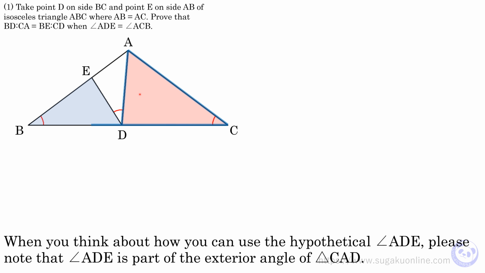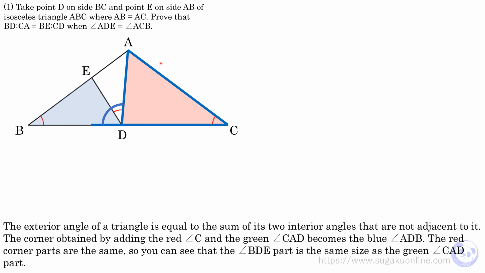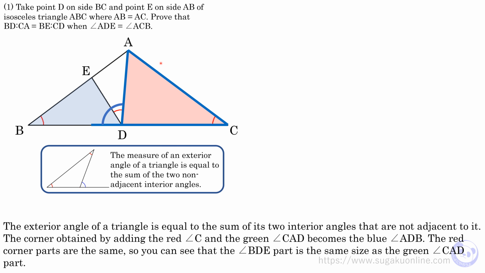When you think about how you can use the hypothetical angle ADE, I want you to realize that angle ADE is part of the exterior angle of the triangle CAD. The exterior angle of a triangle is equal to the sum of its two interior angles that are not adjacent to it. The angle obtained by adding the red angle C and the green angle CAD becomes the blue angle ADB. The red angle parts are the same, so you can see that the angle BDE part is the same size as the green angle CAD part.